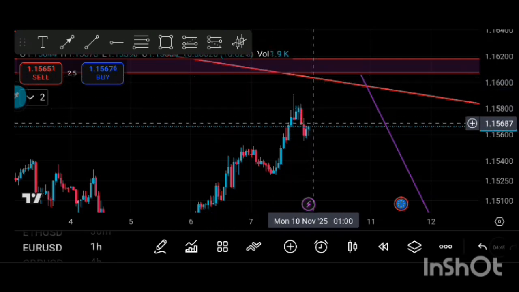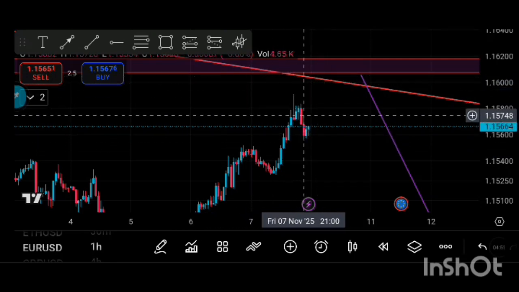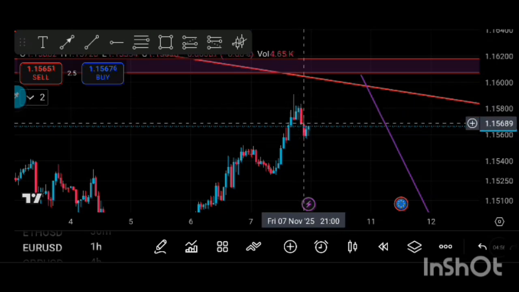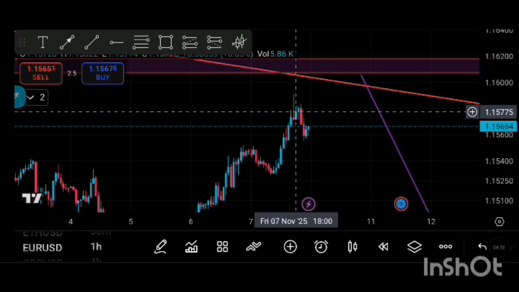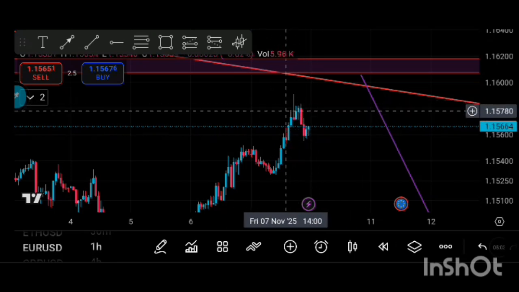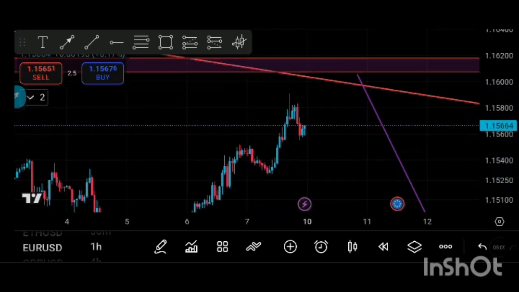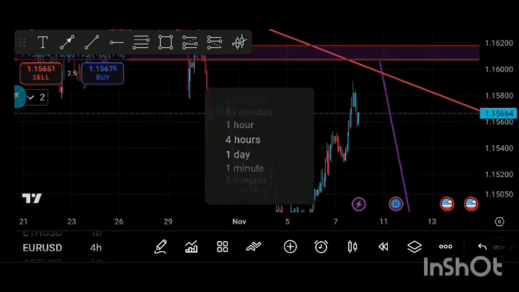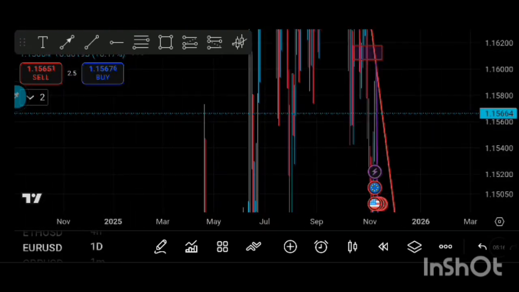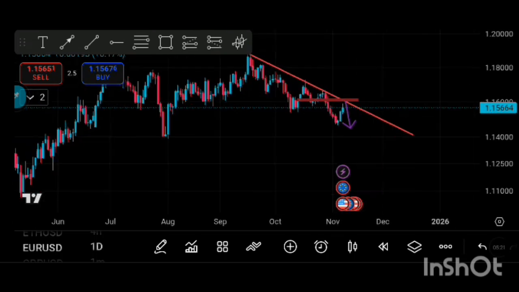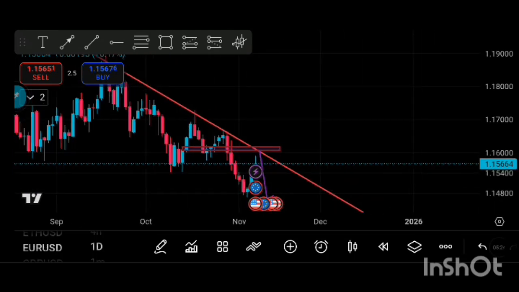You can also see that before market closed, we formed a bearish engulfing candlestick. It wasn't formed. I think it's a bearish hammer. Yeah, I think it's a bearish hammer. So likely price could be turning down. Understand? Price could be turning down. So yeah, that's basically what I'm seeing on Euro.